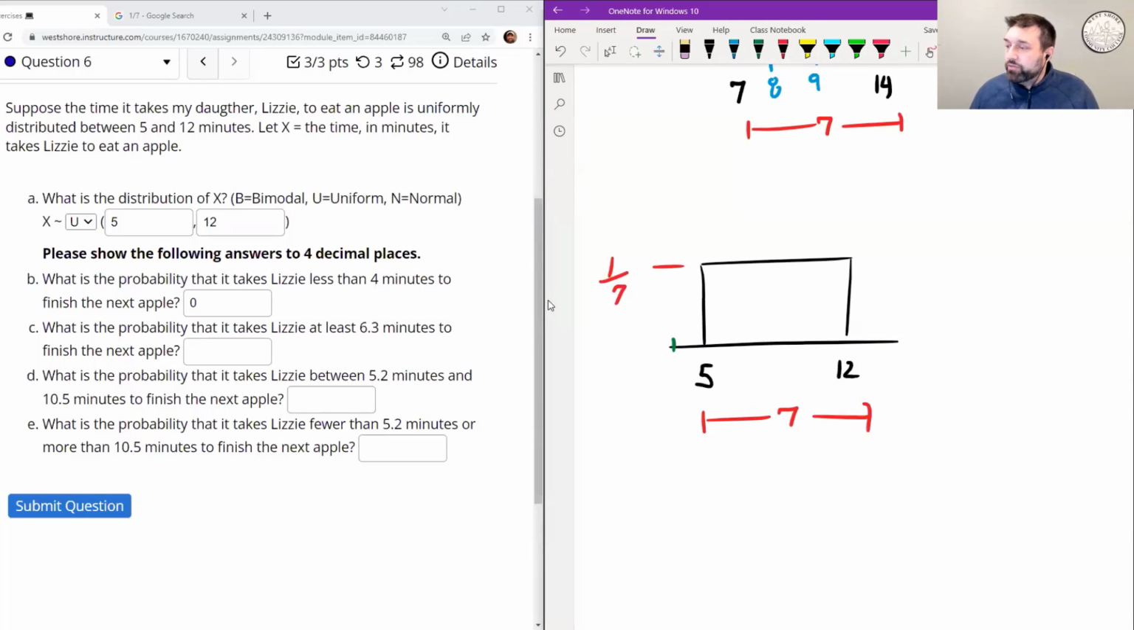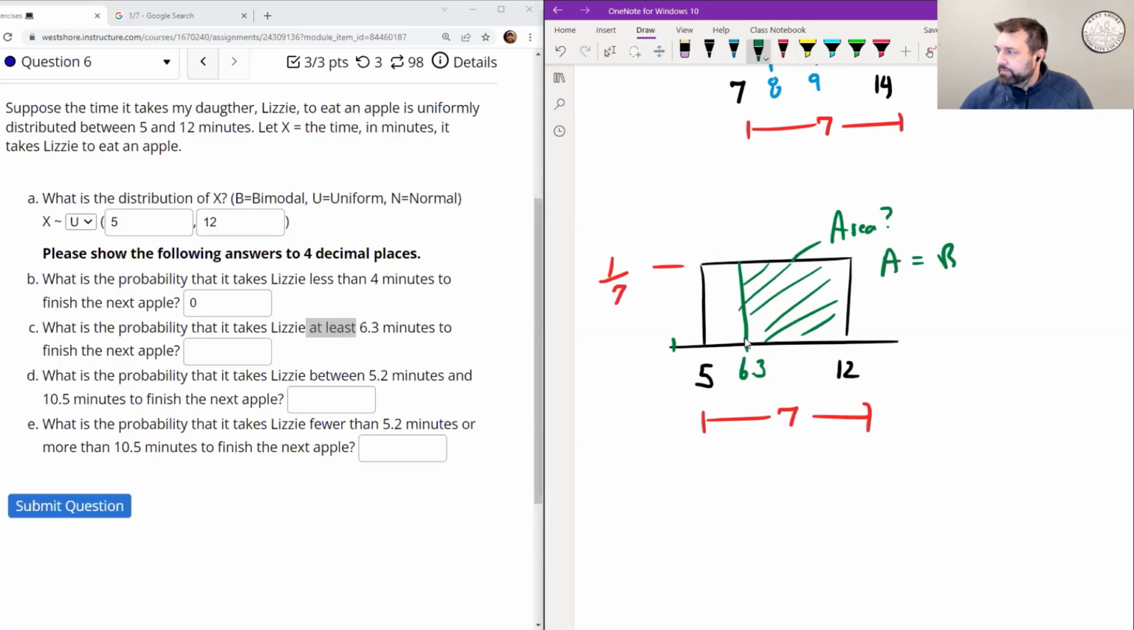So that's part A. Part B, what's the probability that it takes Lizzie at least 6.3 minutes to finish the apple? At least 6.3. So at least means more than 6.3. So I need to put a mark at 6.3, kind of like this. And we're going to shade this whole entire area. I need to know, what is that area? Greater than 6.3, at least 6.3. So I know that area is base times height. I know that my base from 6.3 to 12 is going to be 5.7. That's the distance from 6.3 all the way up to 12. That's 5.7. And the height is 1/7.